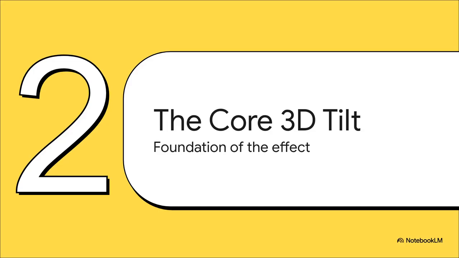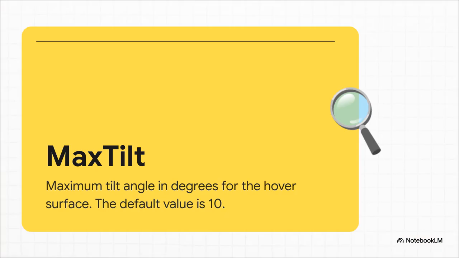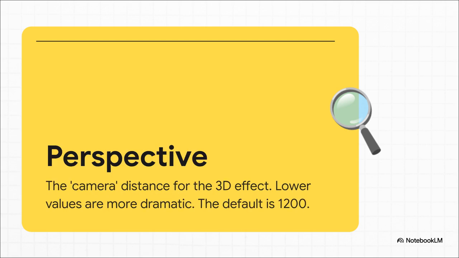All right, so let's get into the nitty-gritty. How does this 3D magic actually happen? Let's pull back the curtain and look at the core properties that create this really cool illusion of depth. Okay, first up, we've got max tilt. Think of this as your main dial for how intense you want the effect to be. It basically sets the maximum angle that the element will tilt. The default is a nice, subtle 10 degrees. But hey, if you want to get a little wild and make it more dramatic, you just crank that number up.